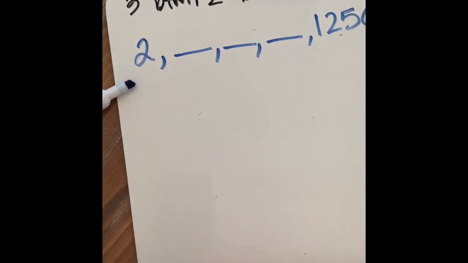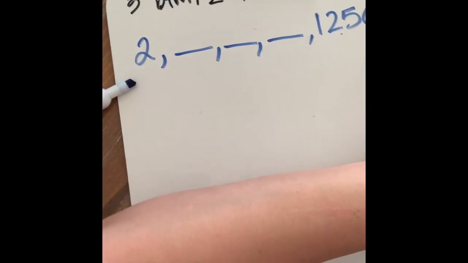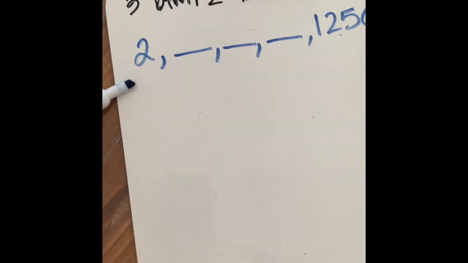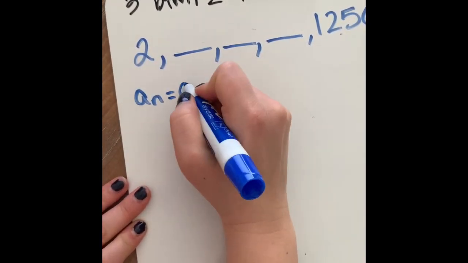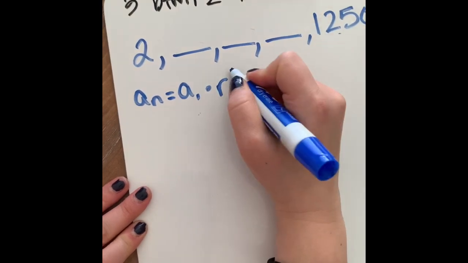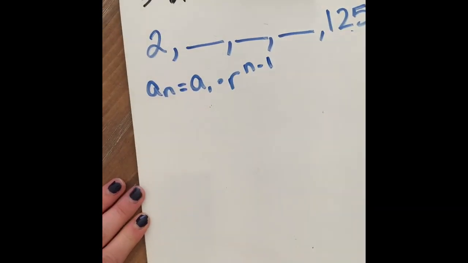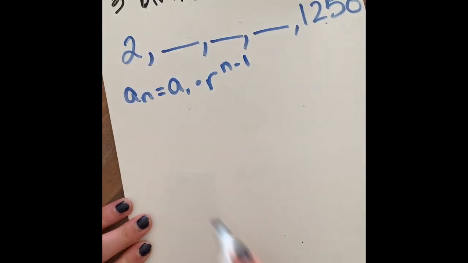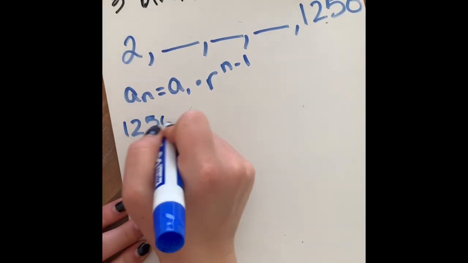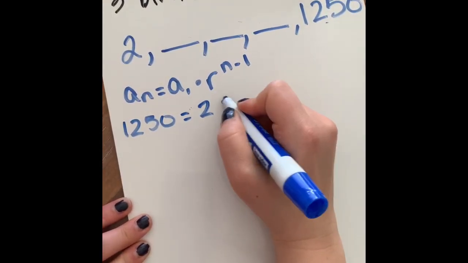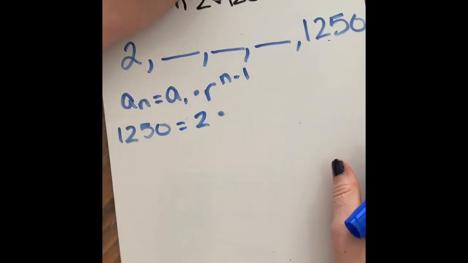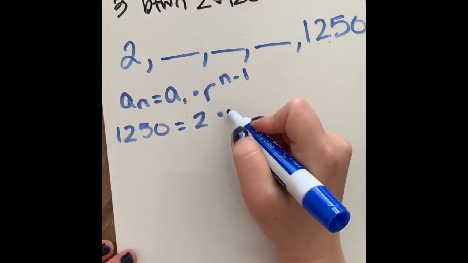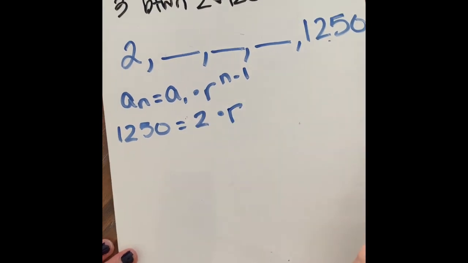Well, if it's geometric, we have to use our geometric formula, right? So that's from yesterday, so we're going to pull that back up. We've got a sub n is equal to a sub 1 times r to the n minus 1 power. A sub n this time is 1250. A sub 1 is 2, and then times r. Now, the common ratio, we have no idea. That's what we're going to have to solve for, so we're going to leave that as r. And then to the n minus 1 power.